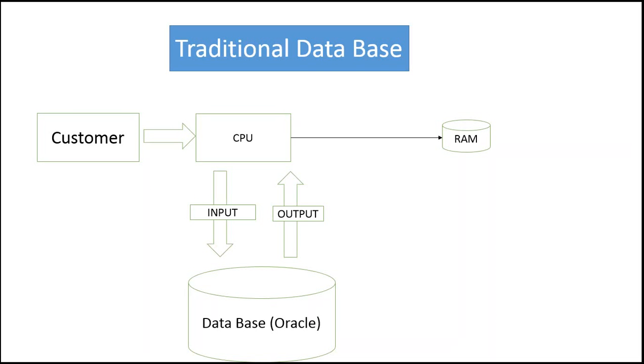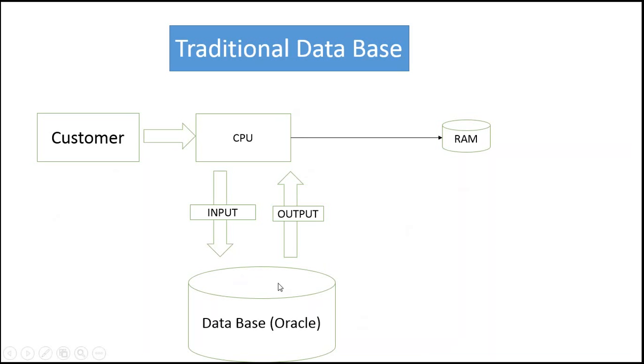I want to explain a traditional database like Oracle or SQL, except HANA. Just see the example. For example, now a customer is using an Oracle database in the backend. He's maintaining all the data inside the Oracle database. This is the process: generally, first there is the CPU, then input, and based on the requirement, it gives the output.